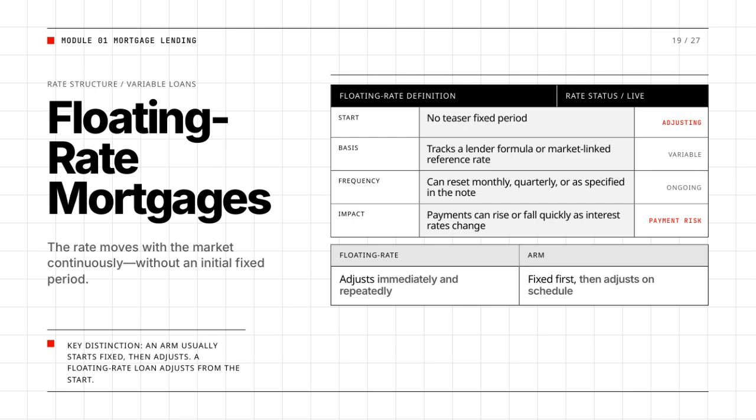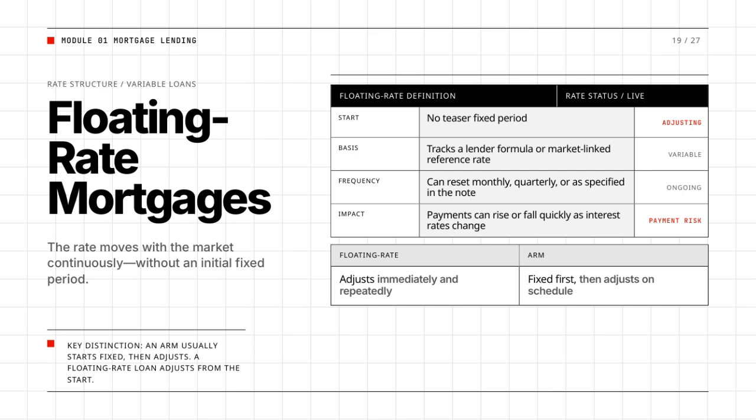A floating rate loan's interest rate is based on a lender's formula or a market-linked reference rate, and it can reset monthly, quarterly, or according to whatever schedule is specified in the loan agreement. This means the rate is always live, constantly reflecting current market conditions. Because the interest rate can change at any reset period, payments can increase or decrease quickly.